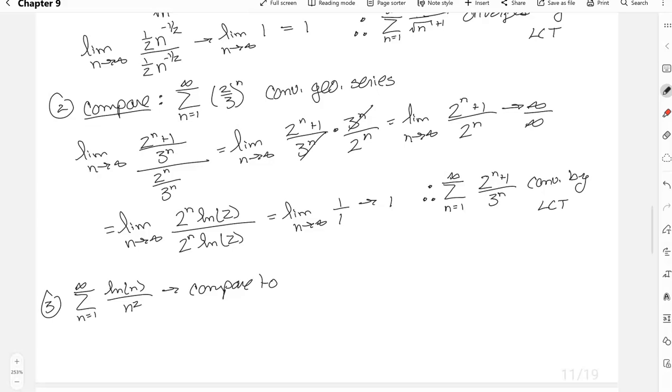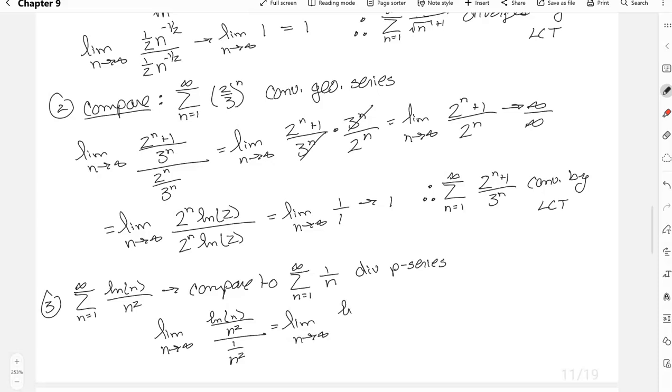What if we compare it to 1 over n, which we know is a divergent p-series. So we're going to take the limit as n goes to infinity. It's going to be the ln of n over n squared divided by 1 over n. So I'm looking at the limit as n goes to infinity of the ln of n over n squared times, oops, I'm comparing to 1 over n, over 1.